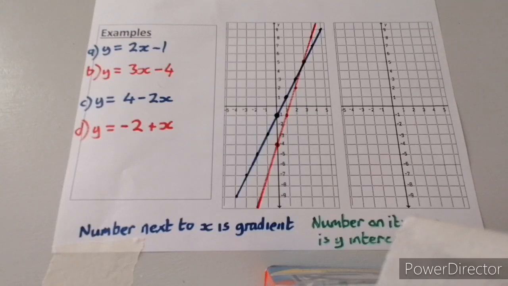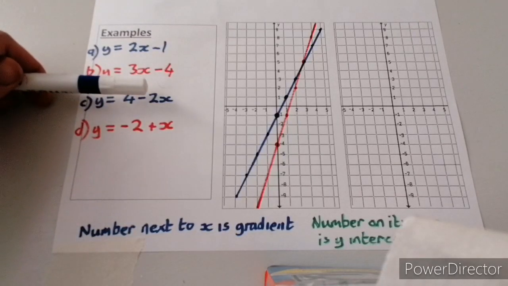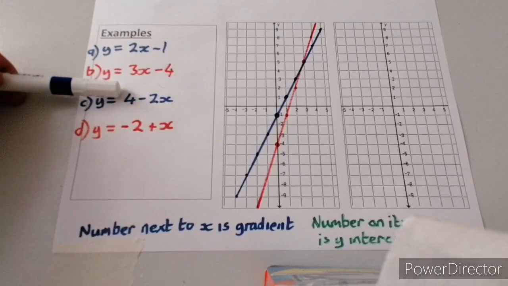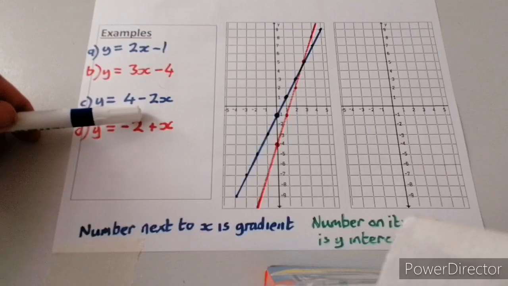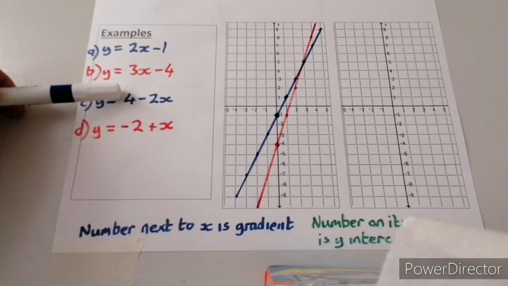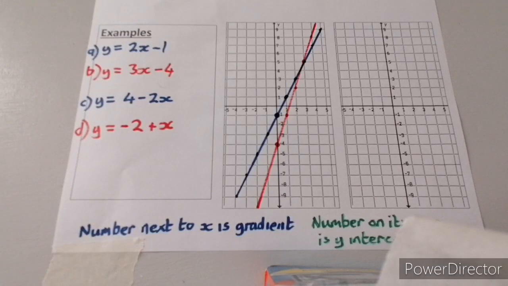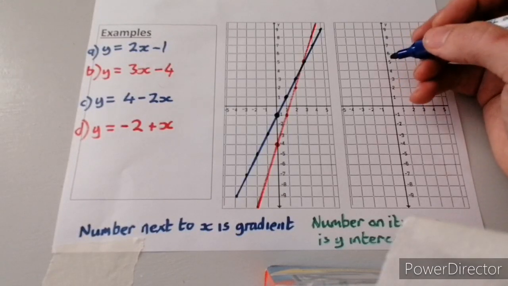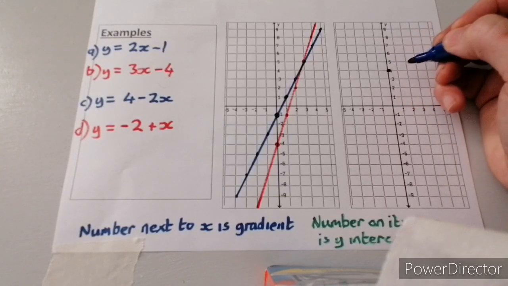I've got 2 more examples here. Just sometimes they try and trick you a little bit or put them in different formats. So here we've got y equals 4 minus 2x. Well, the number on its own is 4, and the number next to the x is -2. So our first dot is going to be at 4, and then our gradient is going to be -2. So let's plot that one. So here we go, we've got starting at 4.